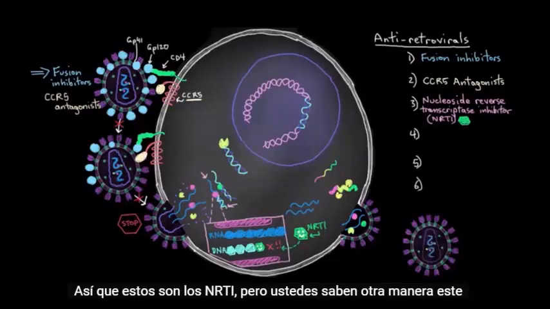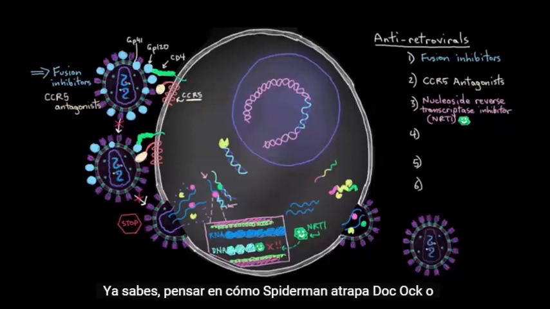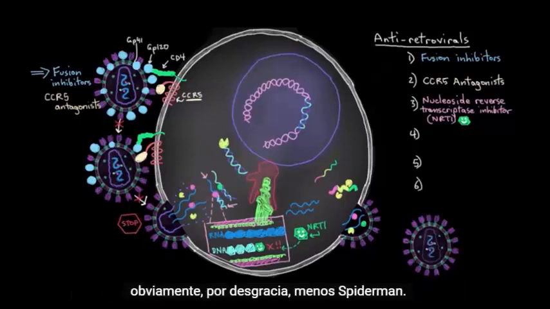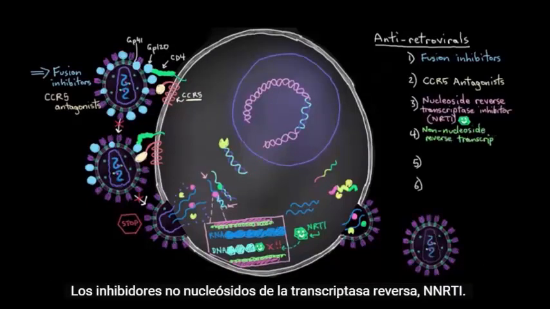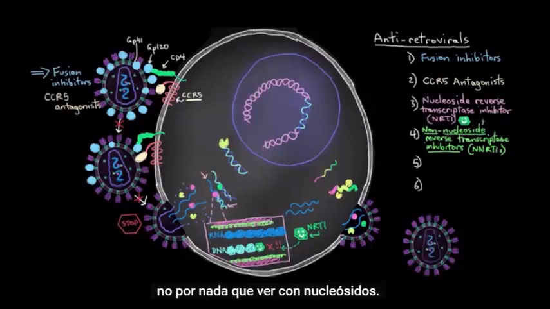So those are NRTIs, but another way this reverse transcriptase step can be interfered with is just by gumming up the reverse transcriptase enzyme itself. Think about how Spider-Man catches Doc Ock or the Hobgoblin. He kind of gums them up with his web blaster. And it's a similar thing that goes on here, obviously, unfortunately, minus Spider-Man. So these drugs that gum up reverse transcriptase are called non-nucleoside reverse transcriptase inhibitors, NNRTIs, because they do inhibit reverse transcriptase, just not by anything to do with nucleosides. They actually work on the enzyme itself.